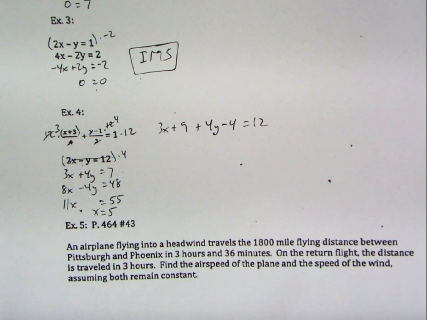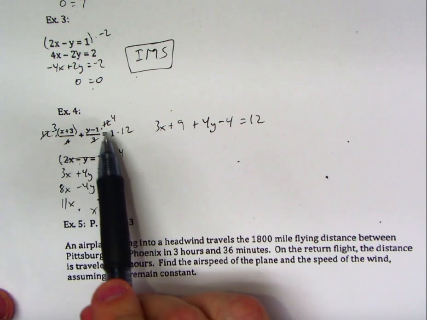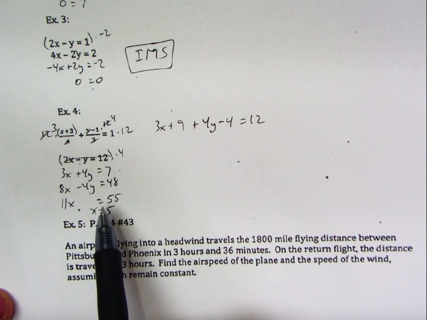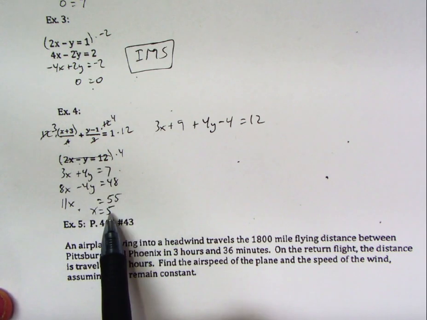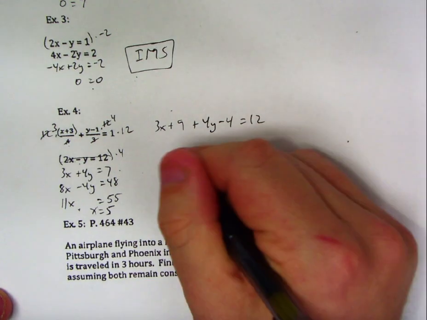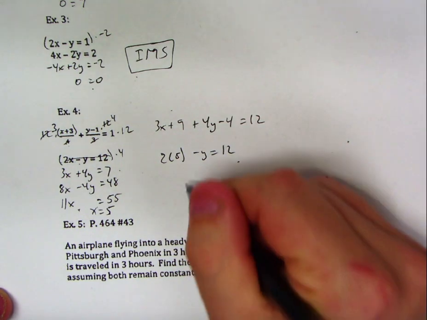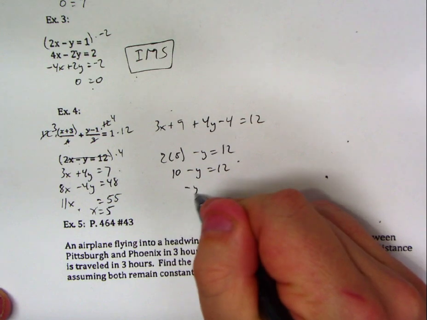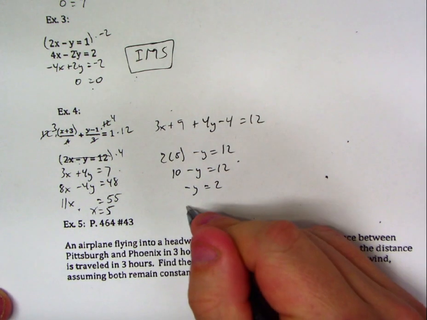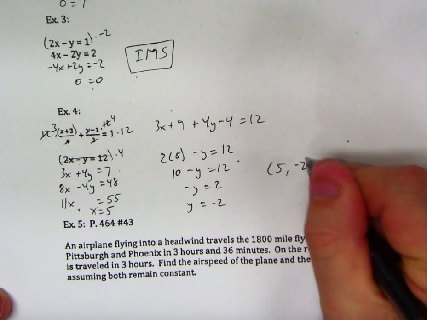Now I need to plug it back in, and you have 5 different equations you could plug this into. This one over here, the original fraction equation, no idea why you'd choose that, but you could. And any of these 3 down here. I'm going to pick this one, 2x minus y equals 12, just because they're the smallest numbers. So plug 5 in for x right there. So 2 times 5 minus y equals 12. 10 minus y equals 12. Subtract the 10, so -y equals 2. So y equals -2. The solution is (5, -2).